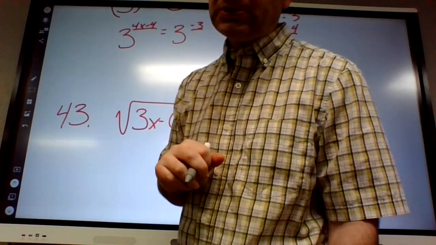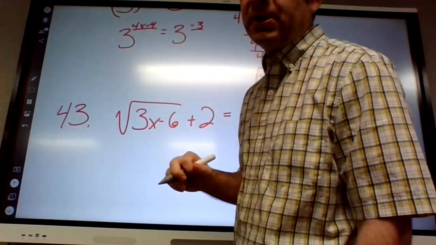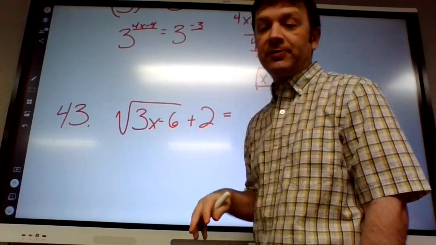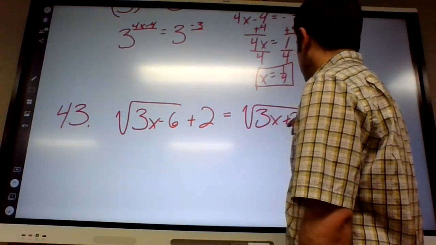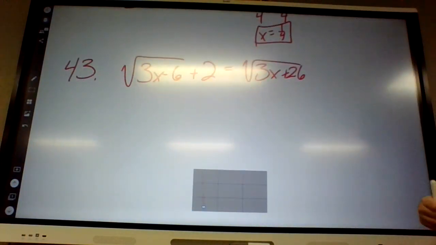Boom. 3x plus 26. 40, or you can rewrite them as powers of 5, right? 3x plus 26.